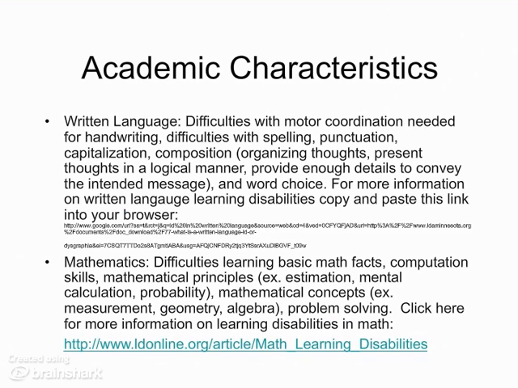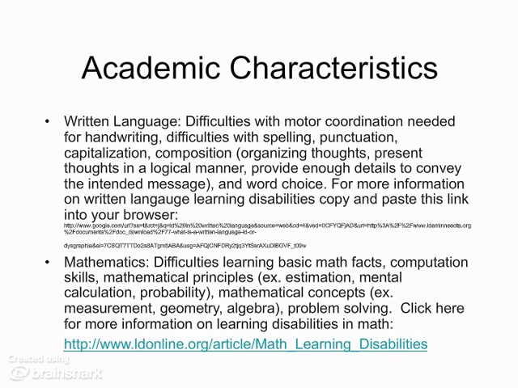Some students with learning disabilities have difficulties with written language. This could be due to difficulties with motor coordination needed for handwriting, or difficulties with spelling, punctuation, capitalization, and composition, which is organizing thoughts and presenting thoughts in a logical manner. They might have difficulties providing enough details to convey the intended message, and also difficulties with word choice. For more information on written language learning disabilities, copy and paste the link below into your browser.